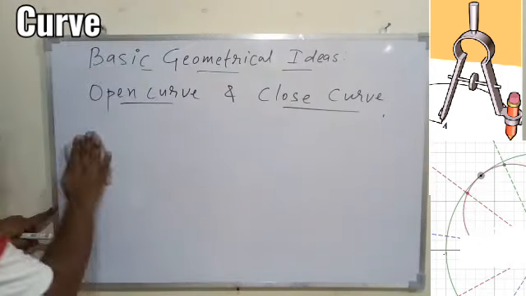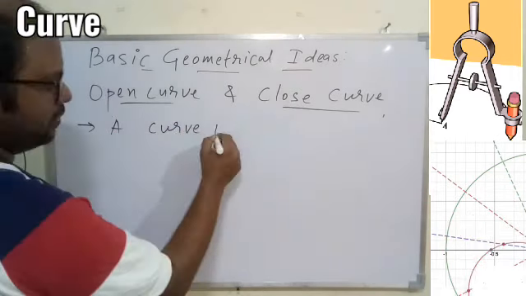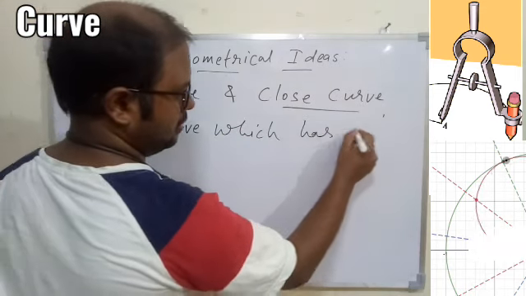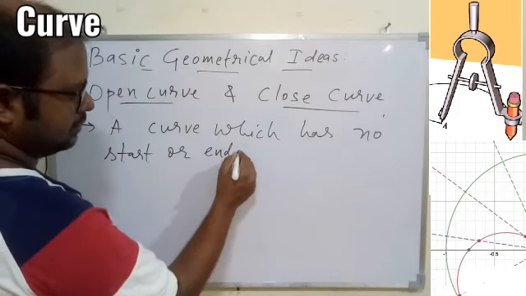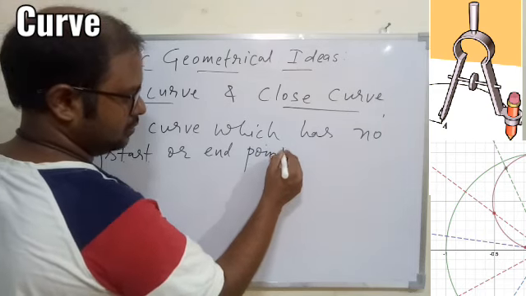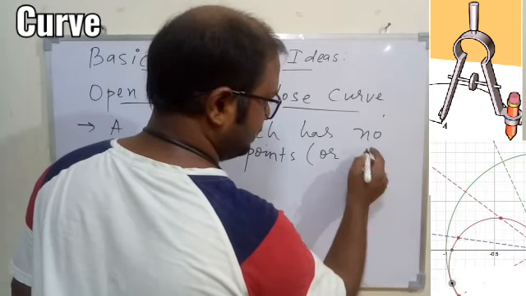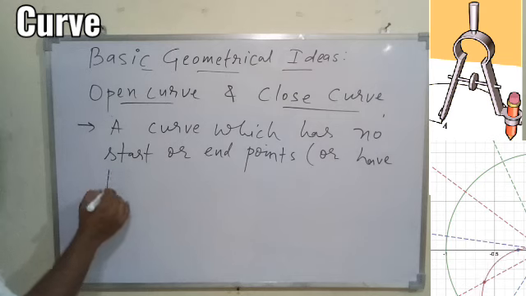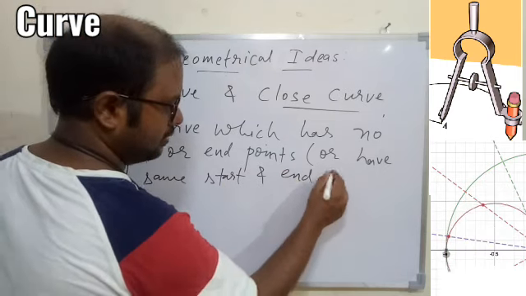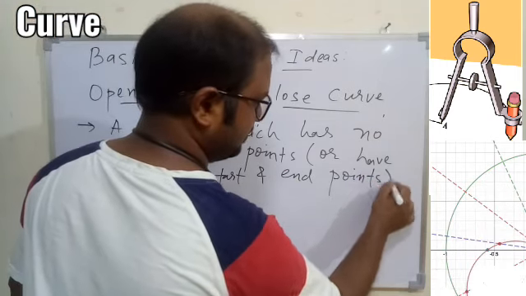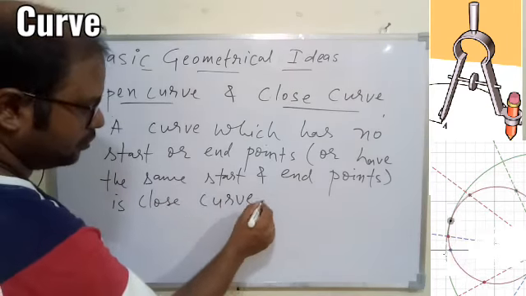And the second thing we can say is a curve which has no start or end points, or has the same start and end points, is a closed curve. I hope you understood this concept.